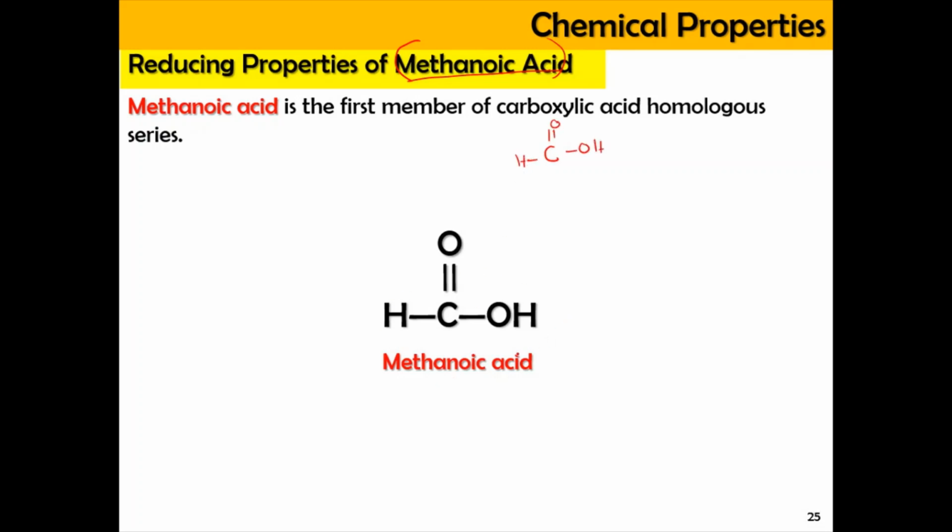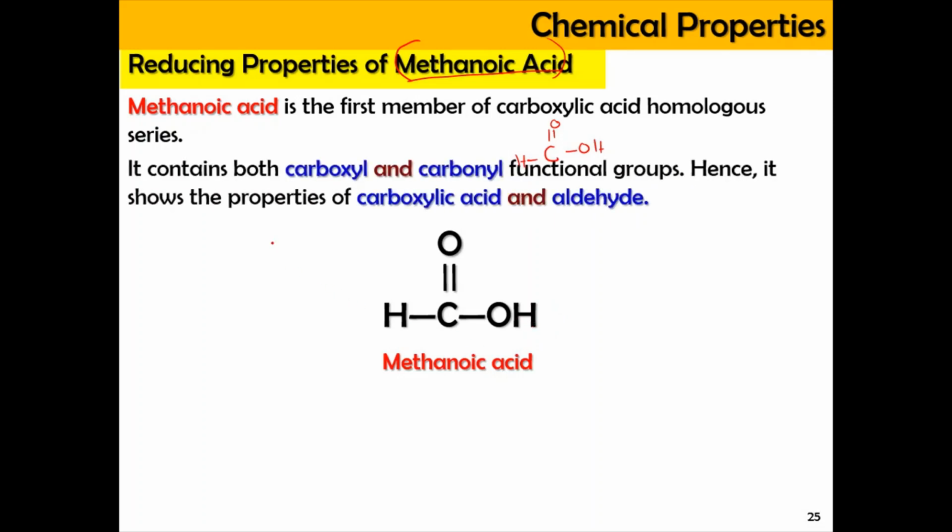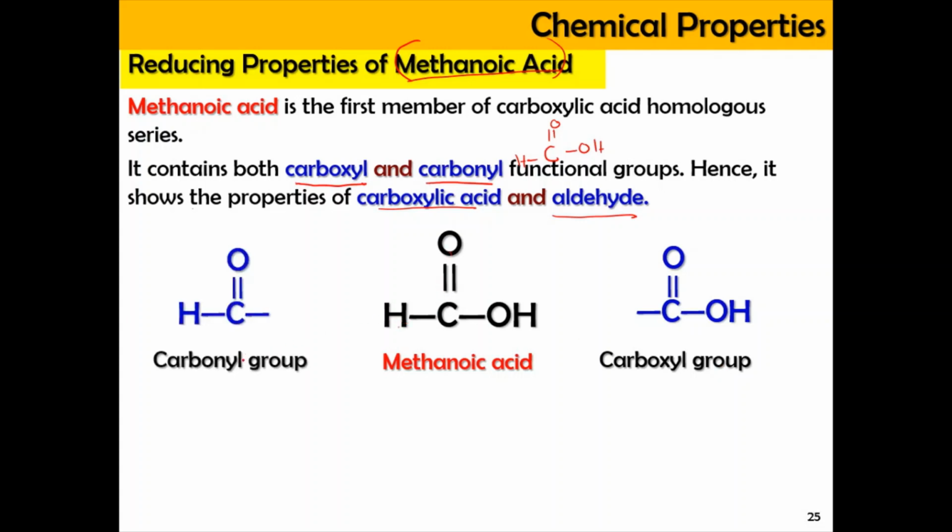What's so special about methanoic acid is that it has two functional groups. It has the carboxyl functional group. It also has a carbonyl functional group. Hence, it shows the properties of a carboxylic acid and an aldehyde. As you can see here, C double bond OH shows carboxyl group properties. C double bond O with H here shows aldehyde properties, or the carbonyl group. Okay, so a carbonyl attached with hydrogen is known as an aldehyde. So methanoic acid is very special because it has aldehyde properties as well as carboxyl group properties.